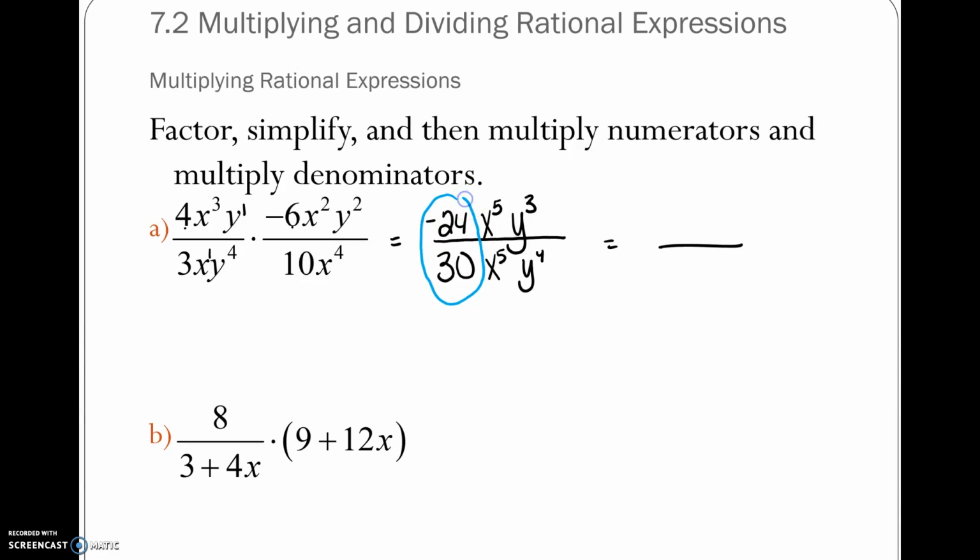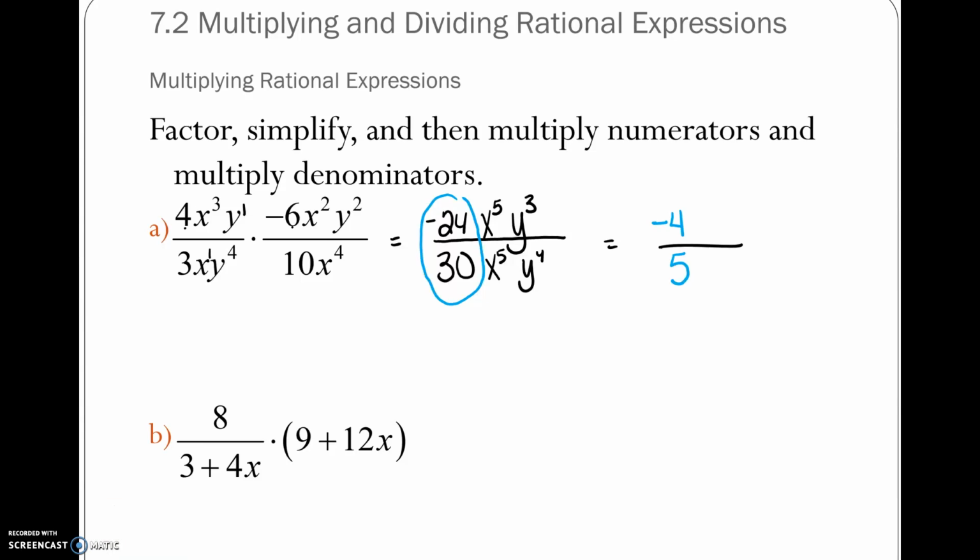-24 over 30. If you do not know how to simplify fractions in your calculator, please see me during work time or before school or after school or sometime when we have a few moments, because you really need to have that skill so that if there's a fraction that you don't know how to simplify, you know how to plug it in your calculator and get a simplified fraction. This would simplify to -4/5.